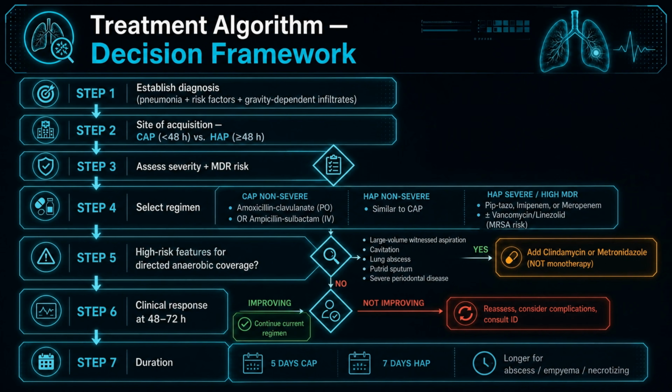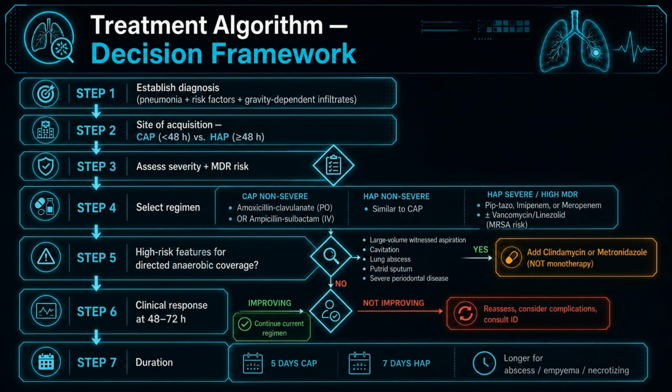Step 5. Ask yourself, are there high-risk features requiring directed anaerobic coverage? If there is large-volume witnessed aspiration, cavitation, lung abscess, putrid sputum, or severe periodontal disease, add clindamycin or metronidazole, but not metronidazole alone.